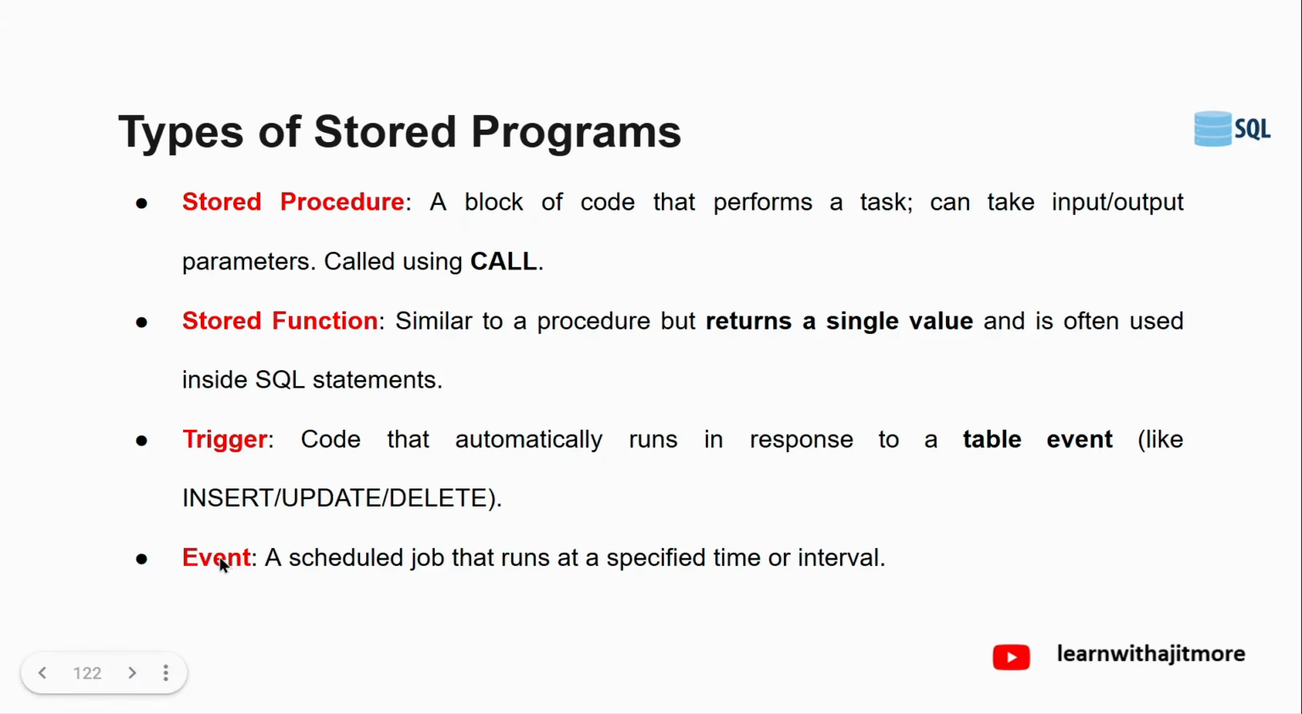And last is event procedures or event programs. But these are the scheduled tasks, as I said. Like in JavaScript, we have setInterval and some code. So whatever interval you have given, it will run that code after that much interval. Exactly a similar concept. So a scheduled job that runs at a specified time or interval. So the time you have given, after every first date of every month or last date of every month, so that month's last date, that code will get executed.